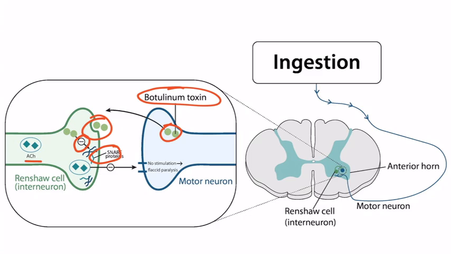Whereas before, when we were talking about tetanospasmin, the neurotransmitters were GABA and glycine. So here we're talking about acetylcholine. And when botulinum toxin inhibits the SNARE proteins from releasing acetylcholine, the motor neuron will not receive that stimulus from acetylcholine, which leads to flaccid paralysis.